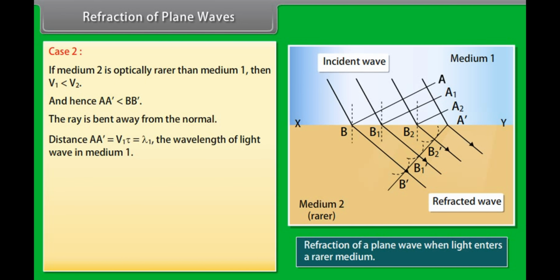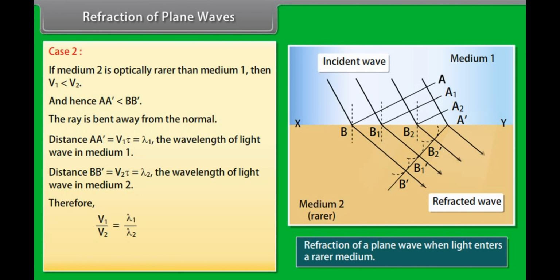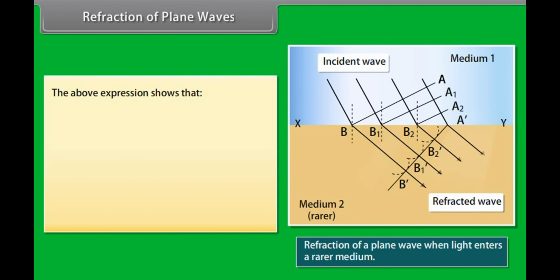Distance AA' is equal to v1 times t, which is equal to lambda 1, the wavelength of light wave in medium 1. Distance BB' is equal to v2 times t, which is equal to lambda 2, the wavelength of light wave in medium 2. Therefore, v1 by v2 is equal to lambda 1 by lambda 2, or it can be written as v1 by lambda 1 is equal to v2 by lambda 2 is equal to nu. The above expression shows that the frequency of the light wave remains unchanged during refraction.